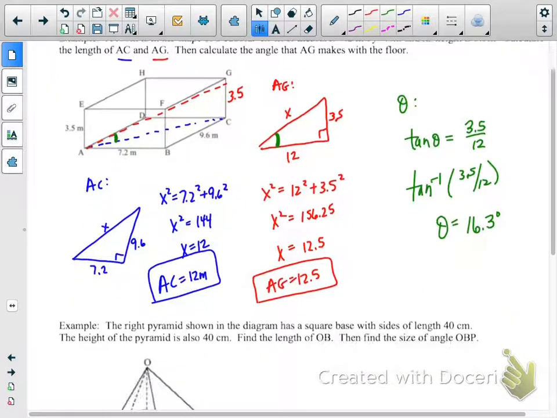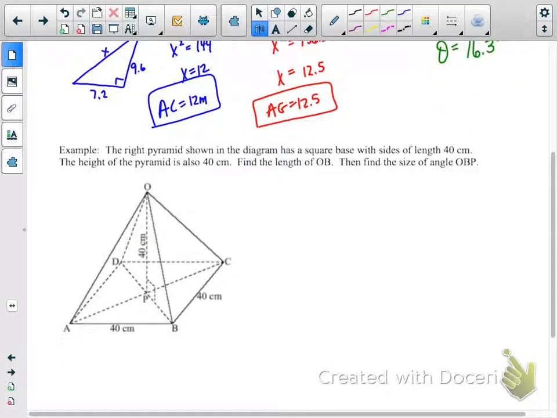Alrighty, one more example here, and then I just want to kind of talk you through a couple of things you're going to see in your book. We have a right triangle shown here with a square base.